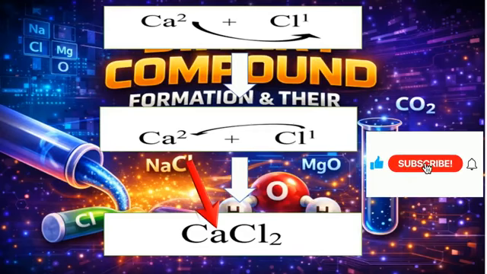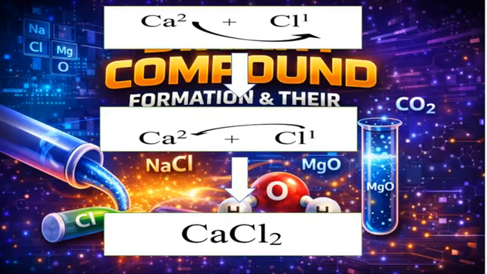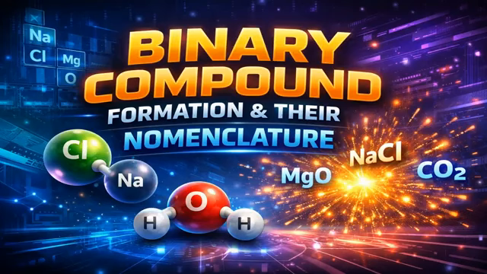However, after exchanging their superscripts, if both numbers can be broken down or simplified by a common factor, simplify them. After this, you have a correct chemical formula of a binary ionic compound. Let's see some examples of two elements joining to form a binary compound in their correct formula.